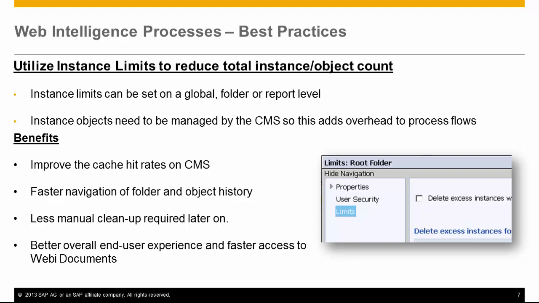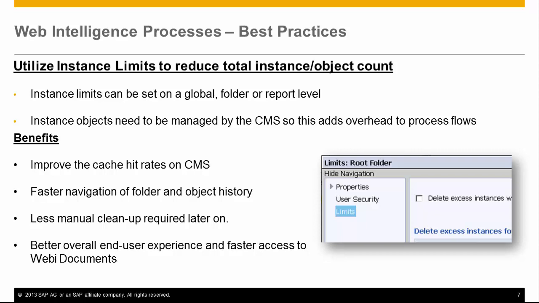When you set an instance limit, you can say maybe only keep the last 10 instances, and that's going to help reduce the amount of objects that the CMS has to deal with. Of course, the benefit is that it can improve the cache hit rates, because the CMS can only keep so many objects in memory. Reducing the overall number of instances improves your chances of the object you need to query for being already loaded in the CMS cache.